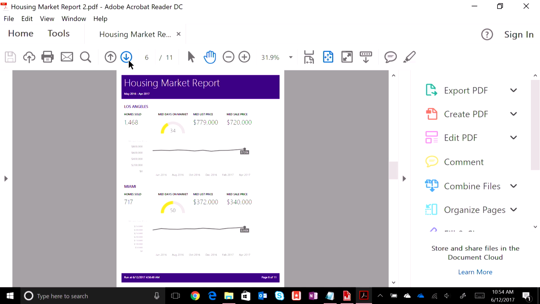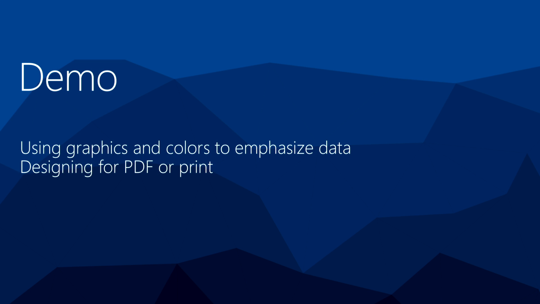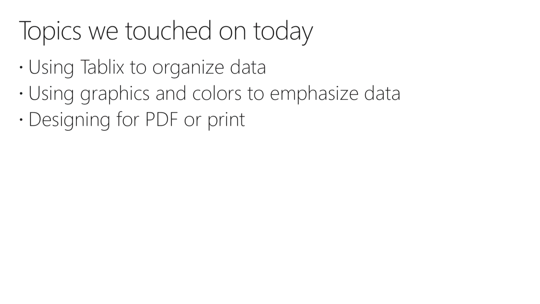All right, so with that, let me switch back and just wrap up. So I showed you all about how the Tablix control works, how you can use these graphics and colors and conditional formatting and conditional visibility to really spice it up and make things leap off the page, and a couple of things to keep in mind for designing things that print out really nicely to PDF or to a physical page.